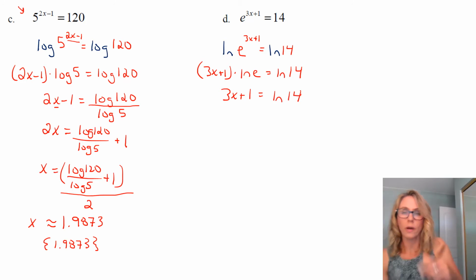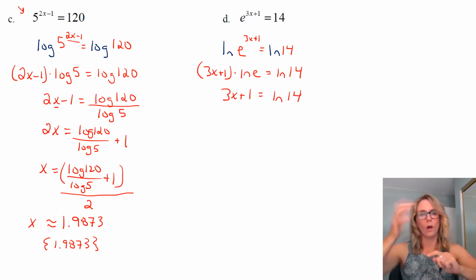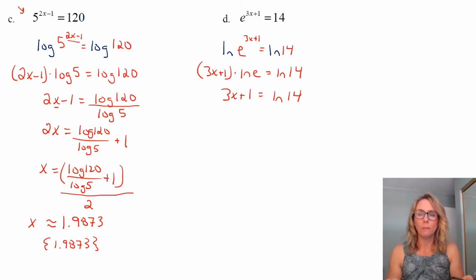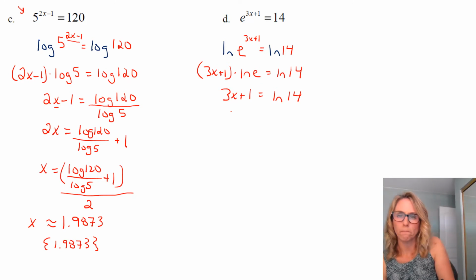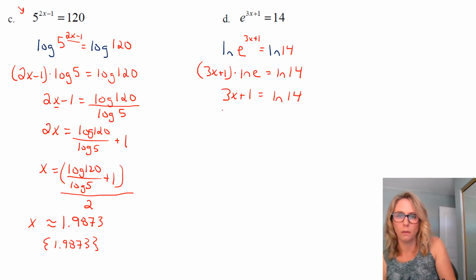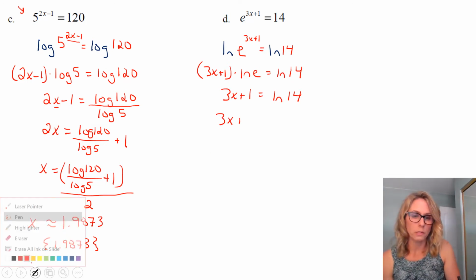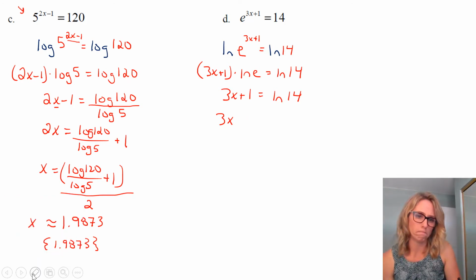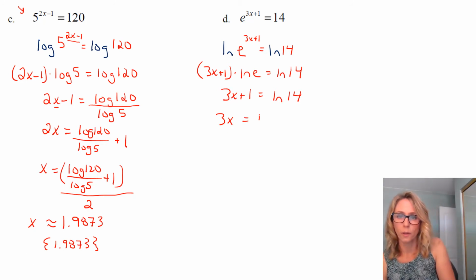So as opposed to our other situation where we had to divide log 120 by log 5, by using ln, because we have e, it actually simplifies things a little bit. And now you have just a linear equation because ln of 14 is just a number. The easiest thing really is just to solve this linear equation by moving over the 1 and moving over the 3. So go ahead and pause if you want to do that yourself.